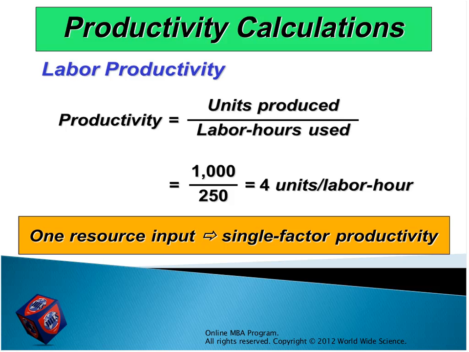Okay. Imagine in a company, 1,000 units have been produced by 250 hours of labor work. We want to calculate labor productivity. It's enough to divide 1,000 by 250. It means that 4 units are produced per labor hour. It means that per labor hour, 4 units have been produced by the company.